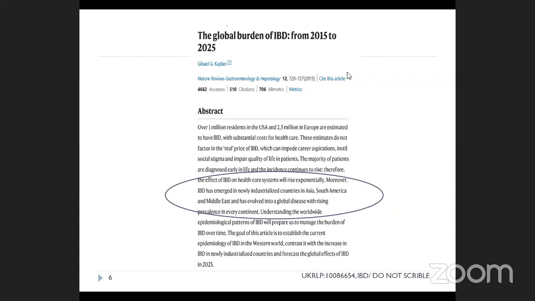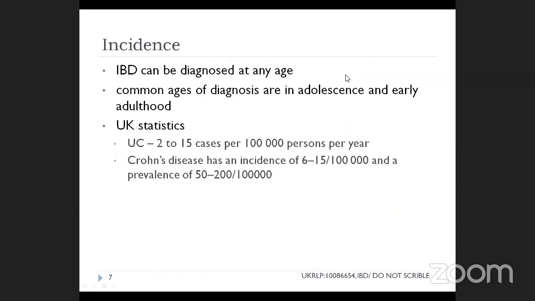As for age, inflammatory bowel disease can be diagnosed at any age, and the commonest age groups involved are adolescents and early adulthood. The UK statistics: the incidence of ulcerative colitis in the UK is 2 to 15 cases per 100,000 persons per year, and the incidence of Crohn's disease is 6 to 15 per 100,000 population, and the prevalence of Crohn's disease is 50 to 200 per 100,000 population.